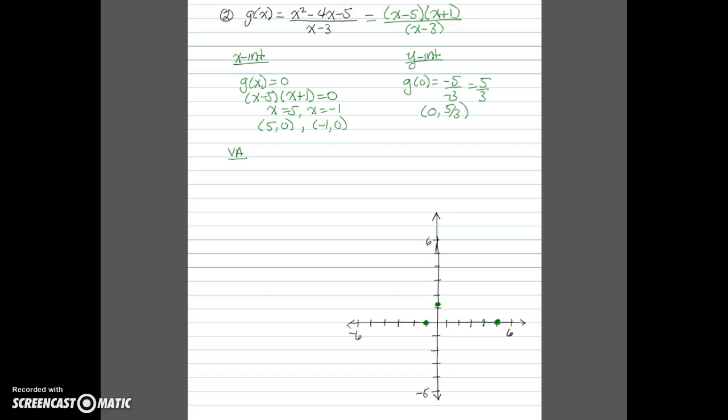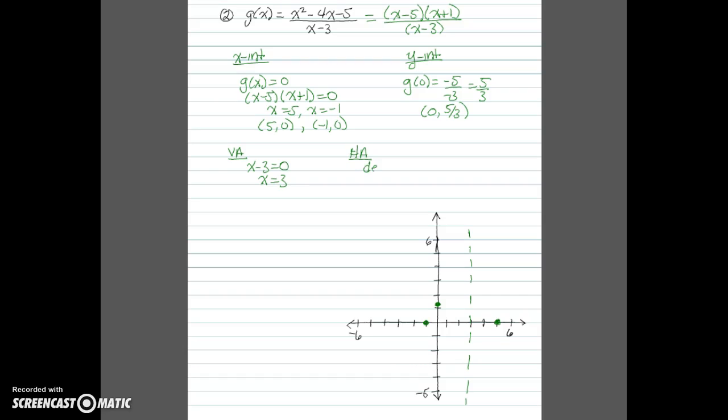Let's go on to our vertical asymptote. Vertical asymptotes occur when the function is undefined. So that means, in this case, when the denominator is 0. The denominator is 0 when x is equal to 3, so that's our vertical asymptote. So we'll go ahead and draw a dotted line at x equals 3, and this will help us to see the shape of our function.